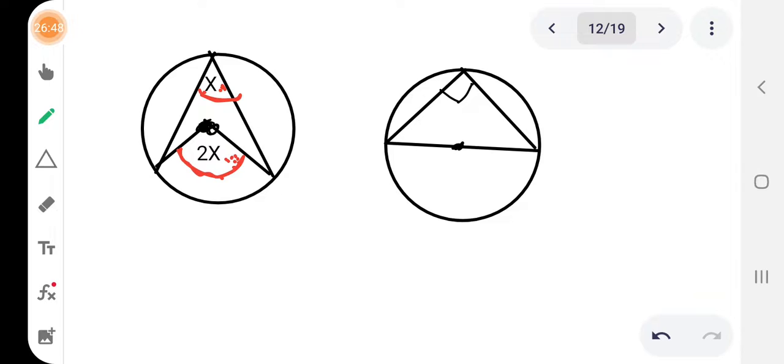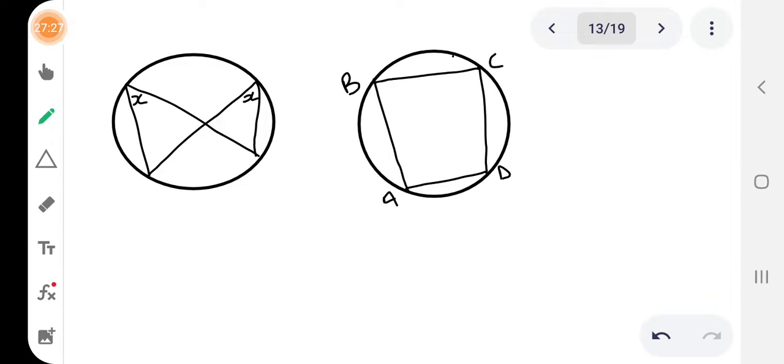So in this case, we are given a diameter. Remember, a diameter is a line from the circumference passing through the center to the circumference. Okay, so here, this one is simple: it says that the angle subtended by a diameter is equal to 90 degrees. Therefore, this angle will be 90 degrees because it is subtended by the diameter. This is what you need to know for this one.